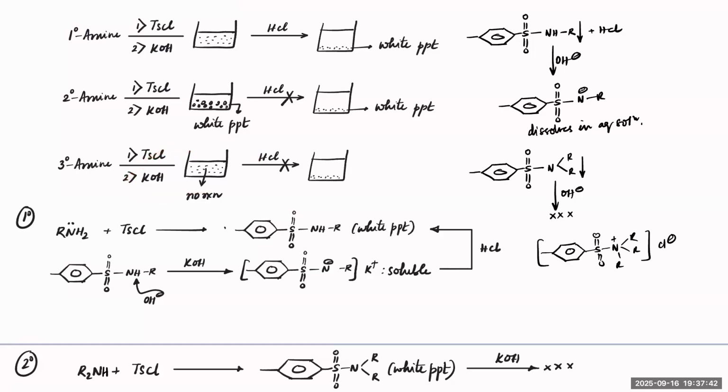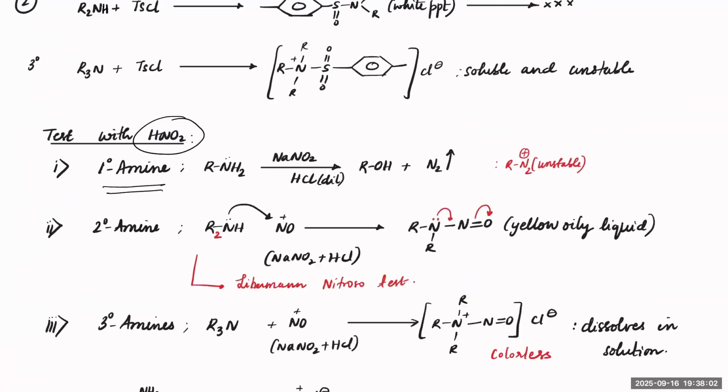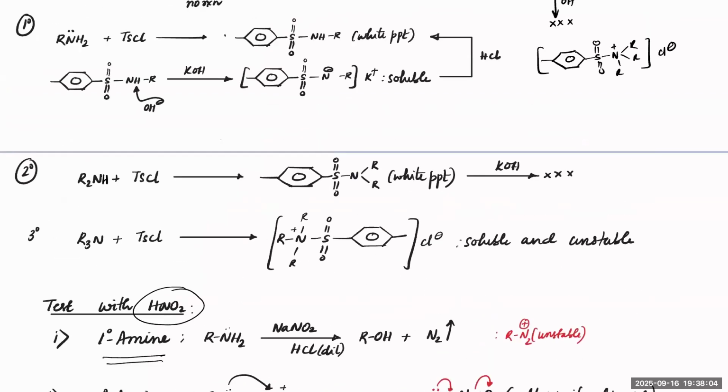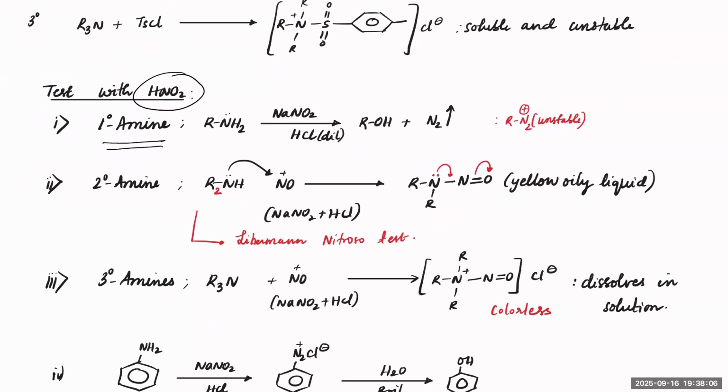So first, between these, there is a precipitate forming. Here there is no precipitate. So 3 degree got separated. And between these two, the minute when you add KOH, this got dissolved. So this got separated. This will remain as a precipitate. So this also got separated. That's how you use it as a separation process. Okay, clear now?